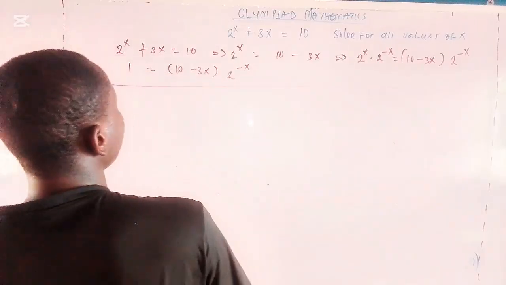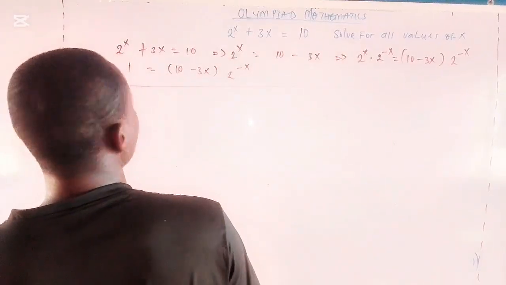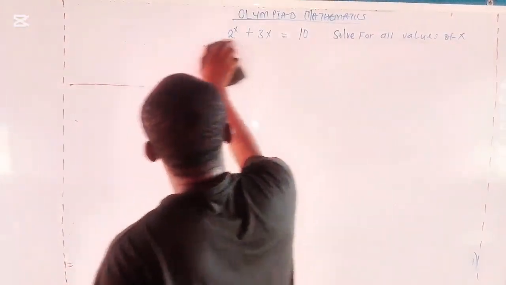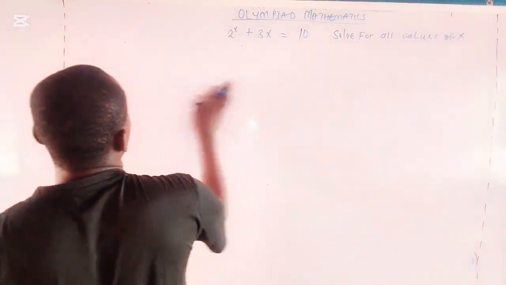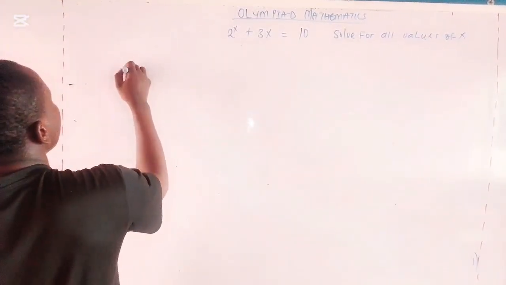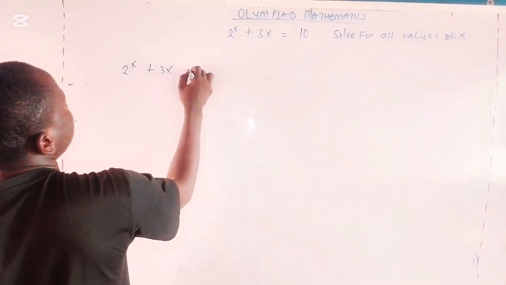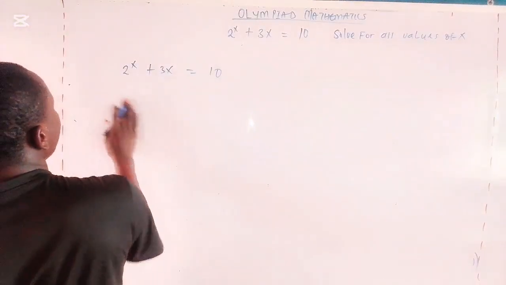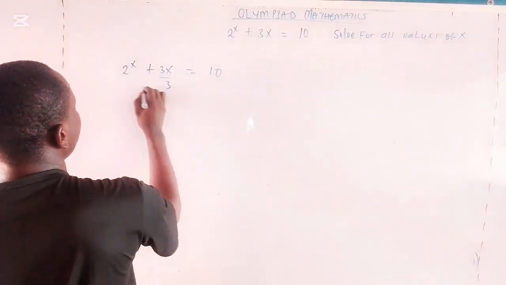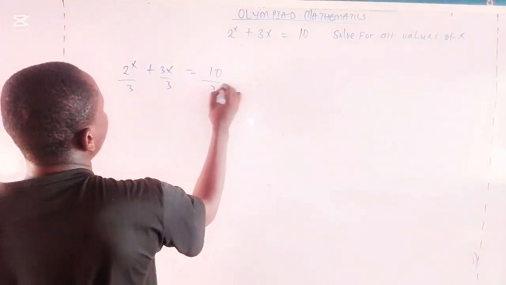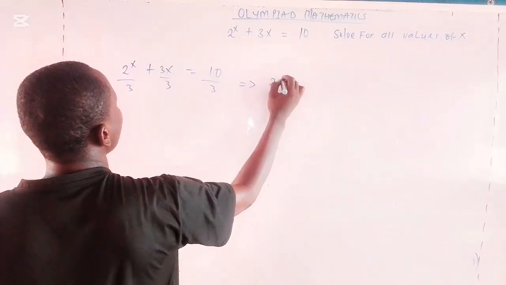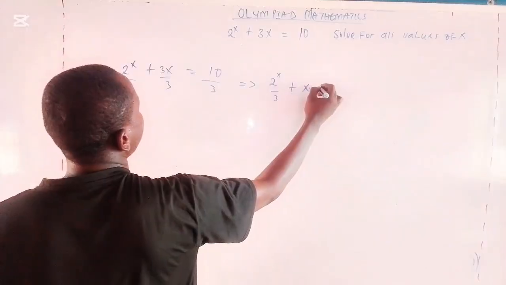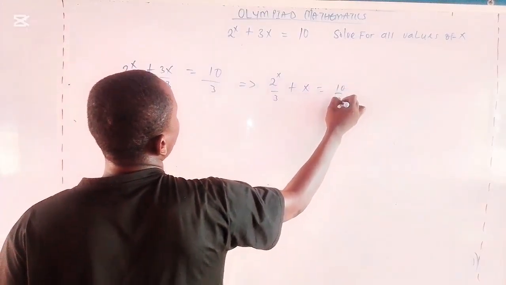Okay, so we want to solve this problem. So how are we going to solve it? The other way around, this is how you do that. So we have 2 raised to the power of x plus 3x is equal to 10. So what do you think we can do? The first thing we are going to do is divide through by 3. So we divide through by 3, we're going to have 2 raised to the power of x over 3, plus x is equal to 10 over 3.